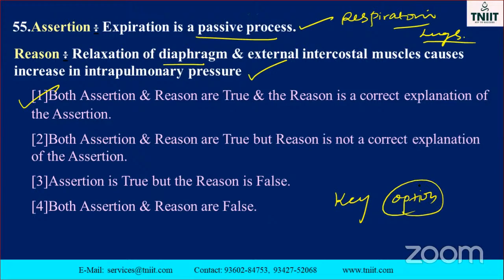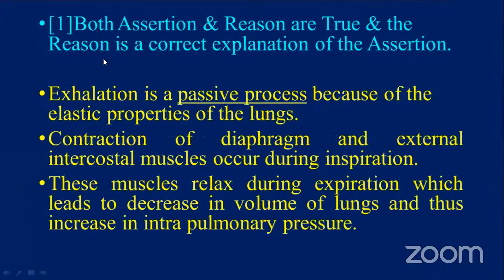Okay. Don't forget. Go to the next one. See, both assertion and reason are true. The reason is the correct explanation of the assertion. Exhalation is a passive process. What is the meaning of passive? What is the meaning of active? Because of the elastic property of the lungs, that is called a passive process. Elastic property. Which one? Lungs, it has elastic property. Then contraction of diaphragm and the external intercostal muscles occurring during inspiration.